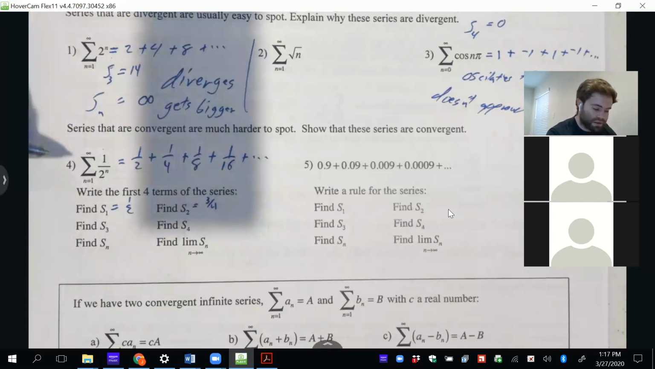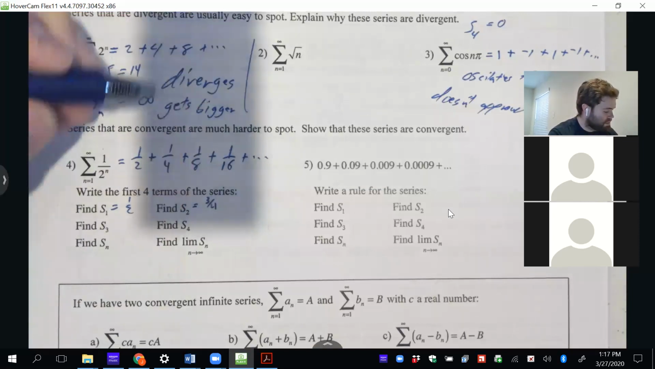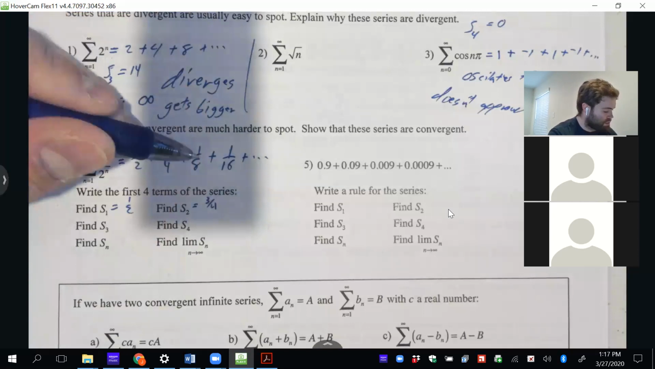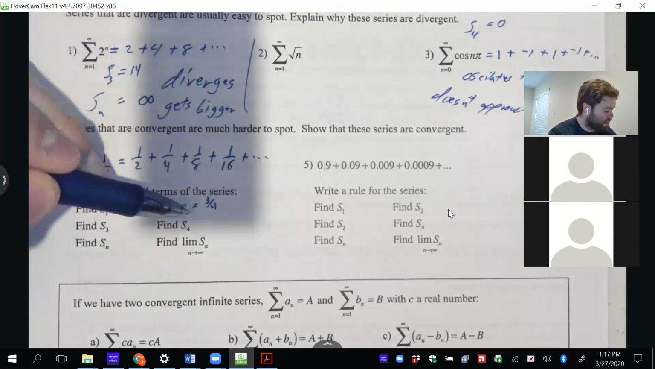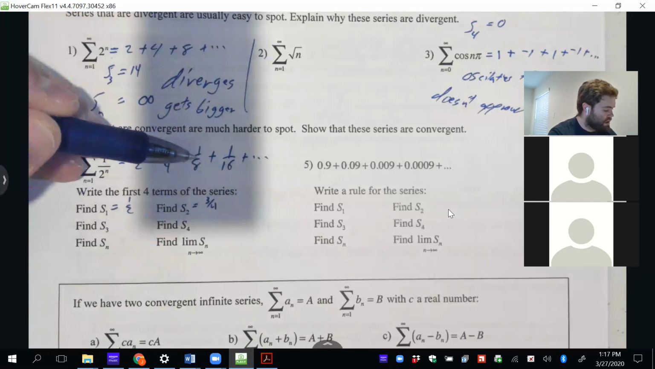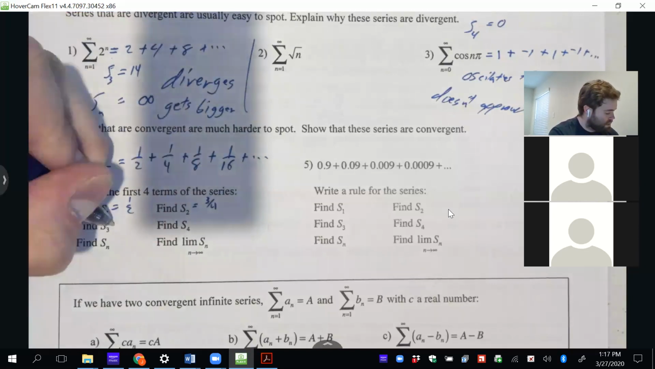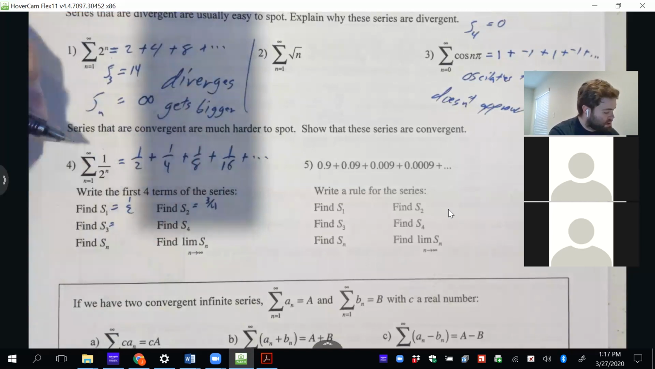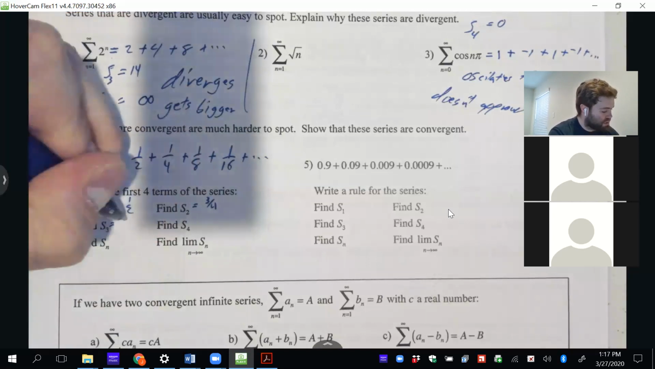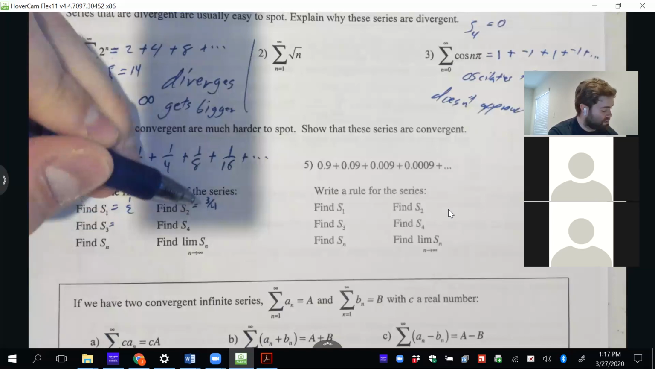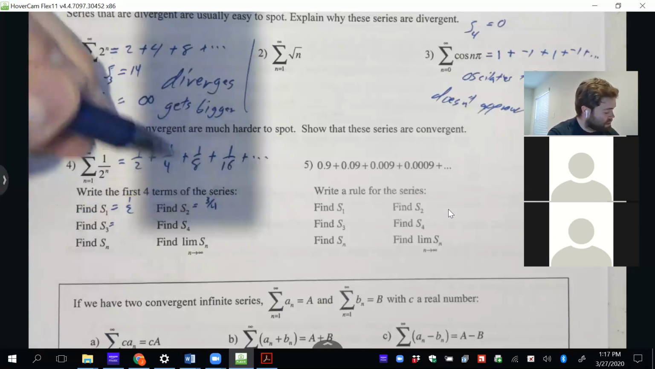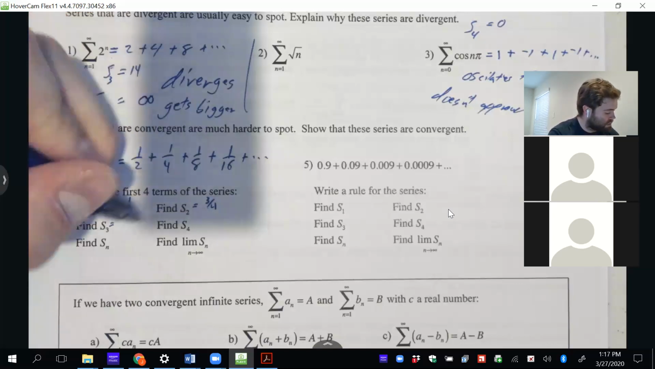Okay, S sub 3, that's adding the first 3 terms. So 1/2 plus 1/4 plus 1/8. Or we can just take the previous sum of S sub 2 and add the next term. So taking 3/4 and adding 1/8. And that is going to give us, well, 3/4 is 6/8. So we just multiply top and bottom by 2. So adding 1 more eighth gives us 7/8.